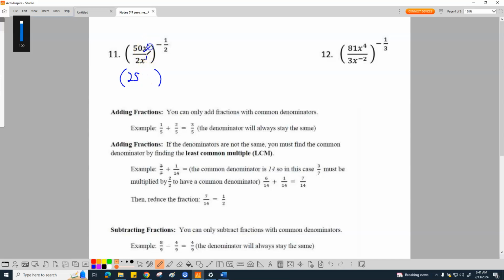So this just goes away. This just cancels out, and you end up with 25 to the negative 1/2. Now, how do you make this work the way you want it to work? All right, here it goes. You basically are going to keep it just like this.